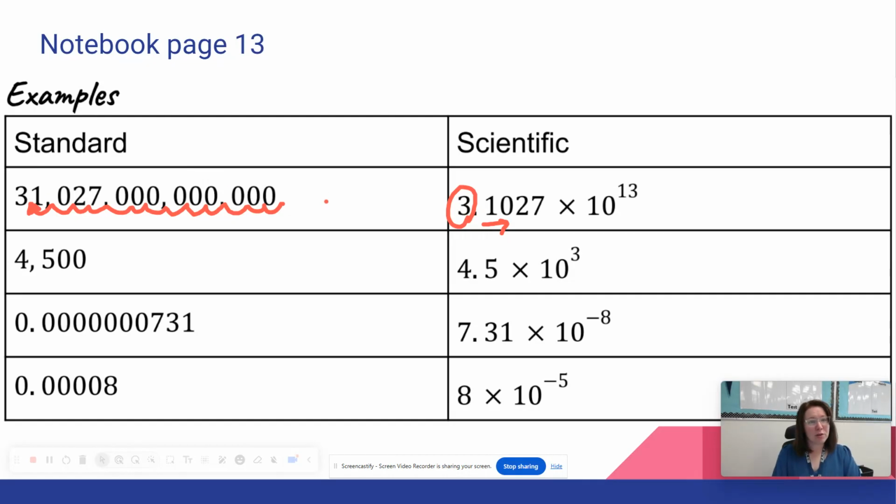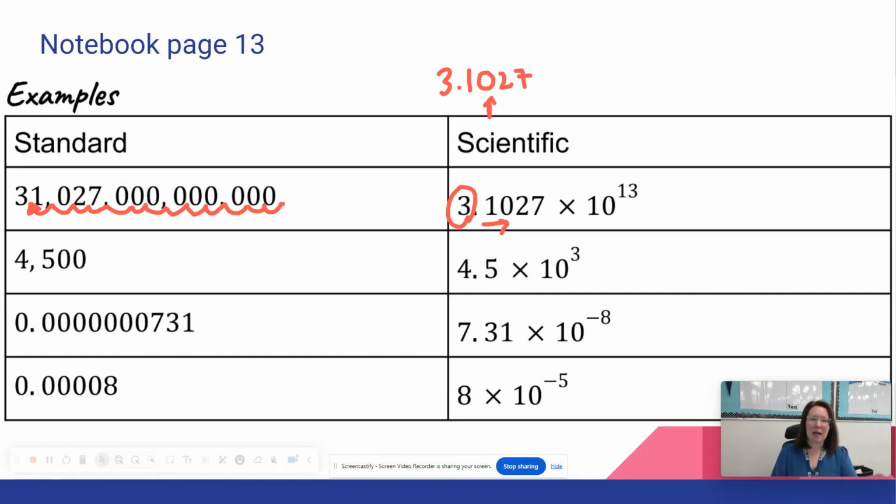So now that I've moved it 13 times, I end up with the number 3.1027, and then all the rest are zeros. And because it's a decimal, I don't have to write just zeros. I did have to write this 0 because there were numbers after it, but because there's no numbers after this, I don't have to write all those zeros.